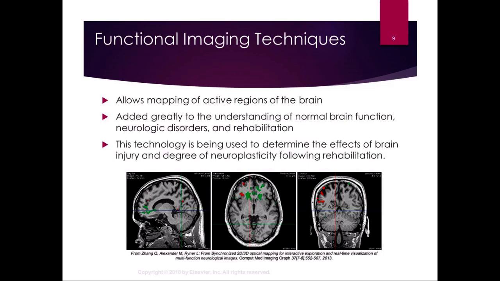Now with functional imaging, you can actually have someone do a task or do a pain-provoking activity or something like that and see what areas of the brain are affected. So that's amazing. And it also allows us to see the degree of neuroplasticity, like how does it change? What areas of the brain are now taking over this new activity after an injury? So functional imaging techniques have some wide-ranging implications for physical therapy treatment in the future.